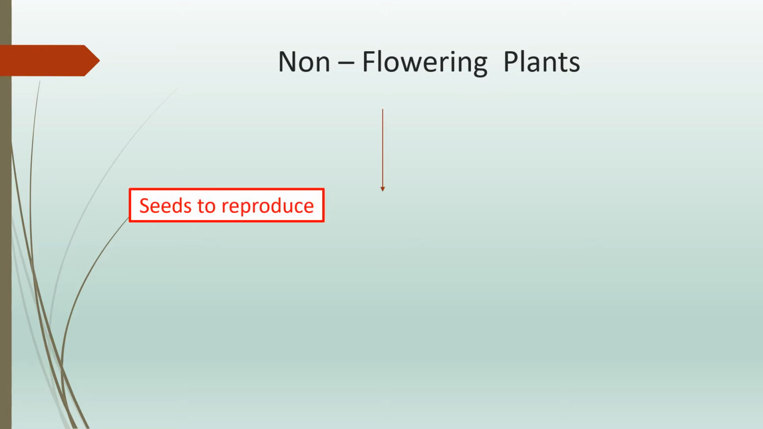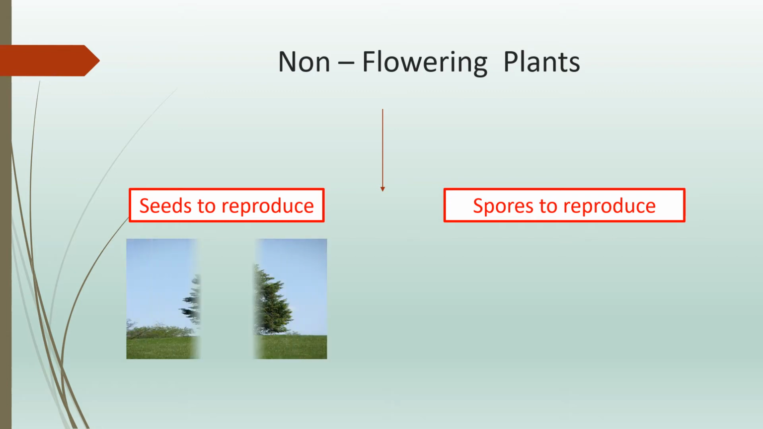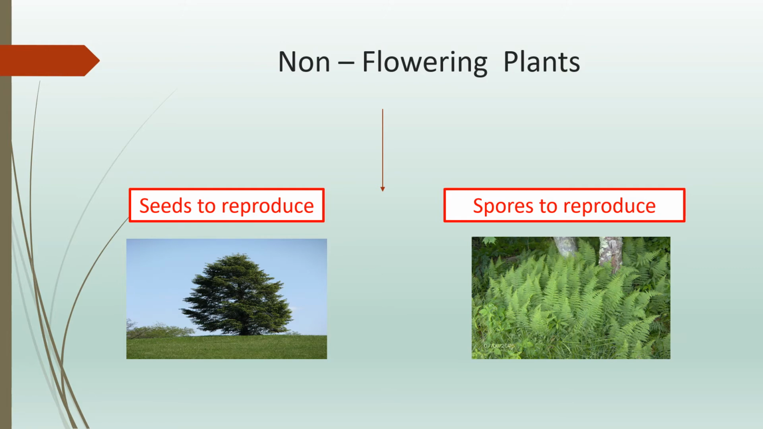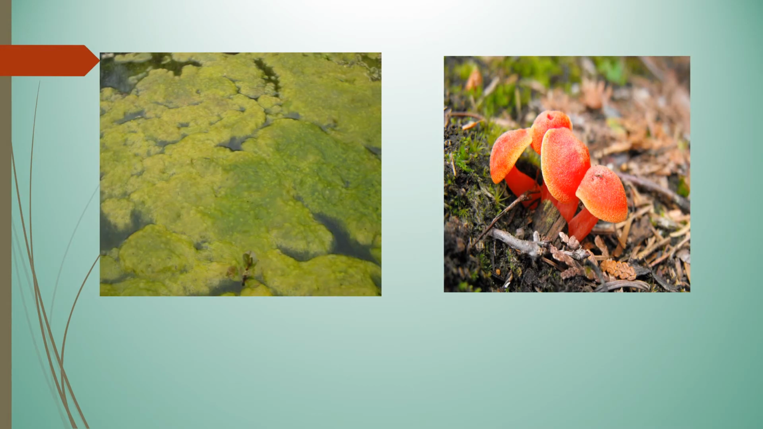Now let us discuss how they reproduce. There are two main groups of non-flowering plants. One type uses seeds to reproduce while the other type uses spores to reproduce. Seed-reproducing plants, example conifer, and spore-reproducing plants, example mosses and fern. There is also another group called algae and fungi, which includes mushrooms, and these also reproduce by spores.